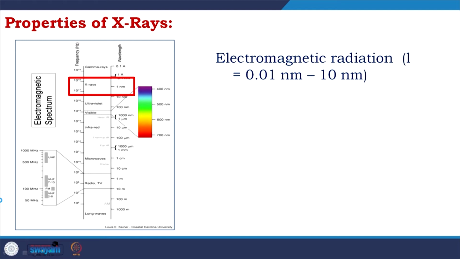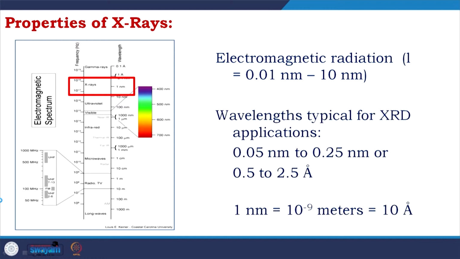We discussed the properties of X-ray. Let us take a refreshed look. Electromagnetic radiation is generally 0.1 nanometer to 10 nanometer. Wavelengths typically for XRD application are 0.05 nanometer to 0.25 nanometer. That means 0.5 to 2.5 angstrom. That is where most of the atomic interactions actually exist, and 1 nanometer is 10 angstrom.